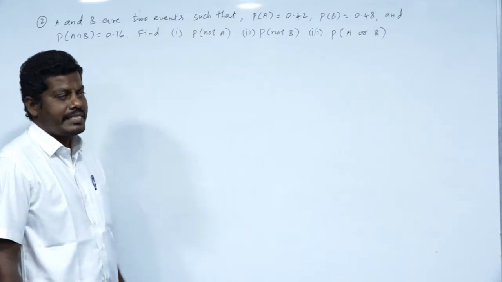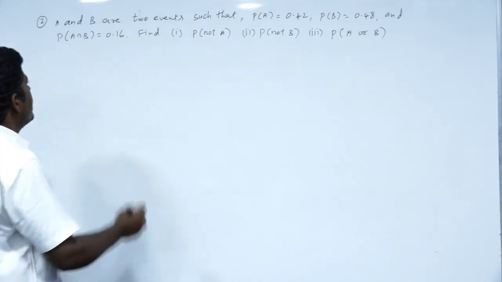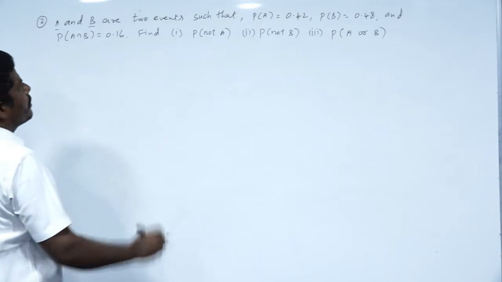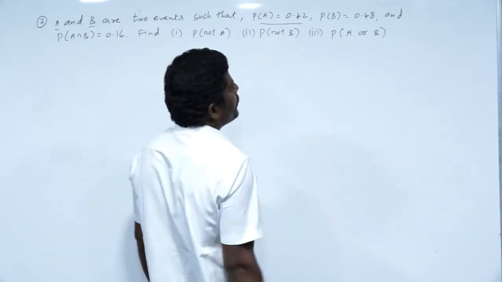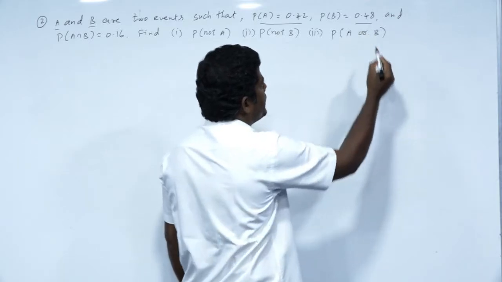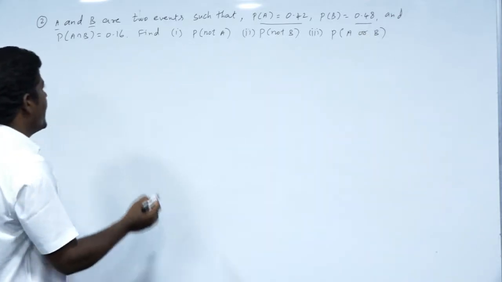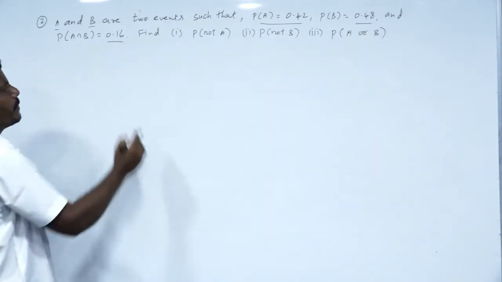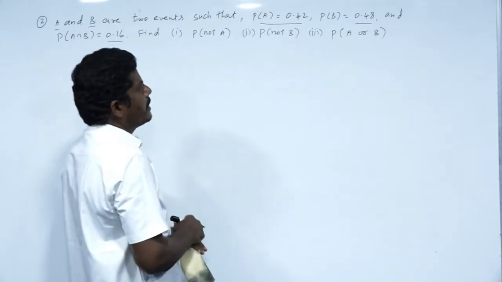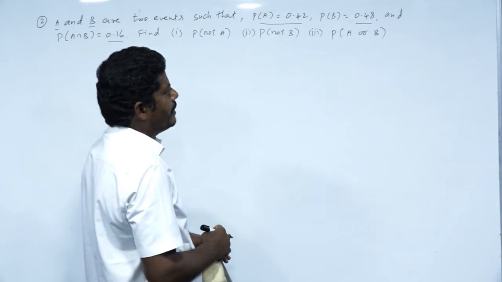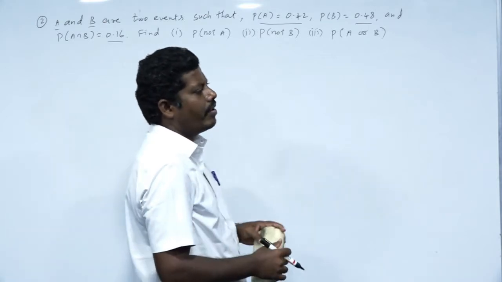Okay, students. Next we will see question number 2. A and B are two events such that probability of A is 0.42, probability of B is 0.48 and probability of A intersection B is 0.16. Find first, P of not A; second, probability of not B; third, probability of A or B.